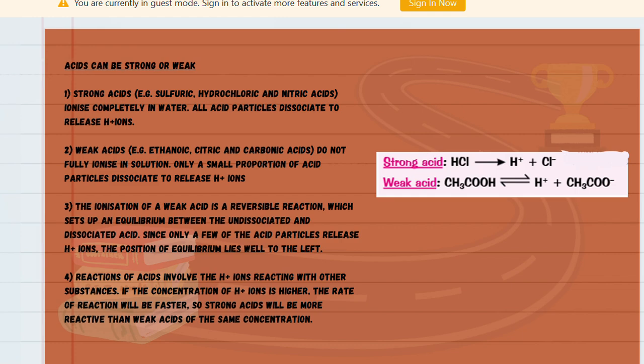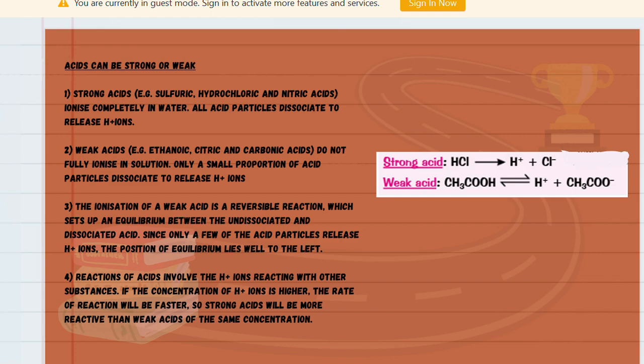The ionization of a weak acid is a reversible reaction, which sets up an equilibrium between the undissociated and dissociated acid. Since only a few of the acid particles release H+ ions, the position of equilibrium lies well to the left. Reactions of acids involve the H+ ions reacting with other substances. If the concentration of H+ ions is higher, the rate of reaction will be faster. So strong acids will be more reactive than weak acids of the same concentration.